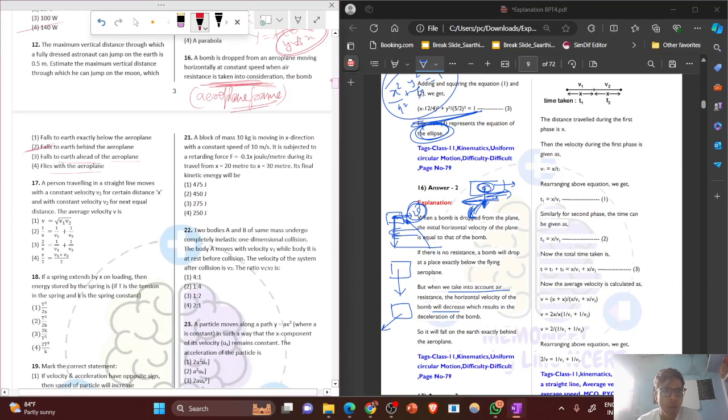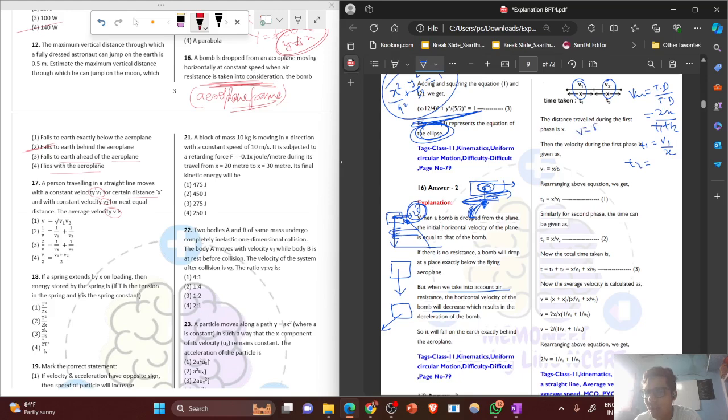Now moving ahead, it's also a very famous question. A person traveling in a straight line moves with a constant velocity v1 for some distance, then v2 for the same distance. Average velocity means total displacement upon total time. You know that average velocity equals total displacement by total time. Total displacement is 2x and total time is t1 plus t2. Since velocity equals distance by time, time equals distance by velocity. Then t1 equals x by v1, and t2 equals what?